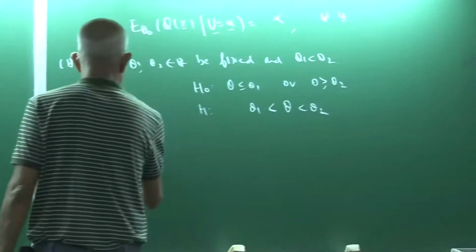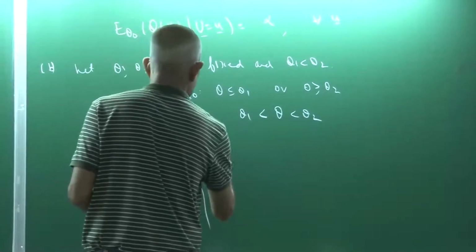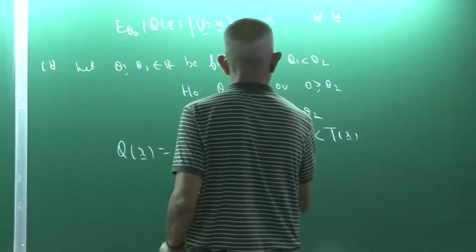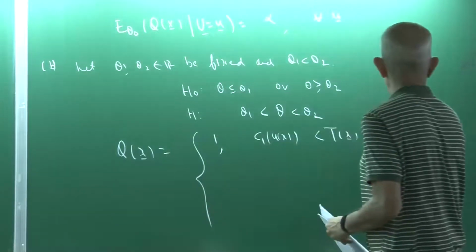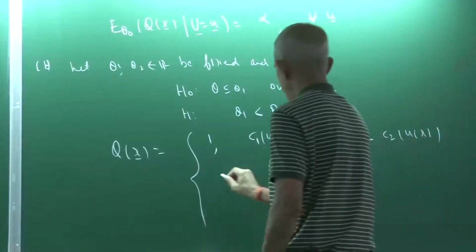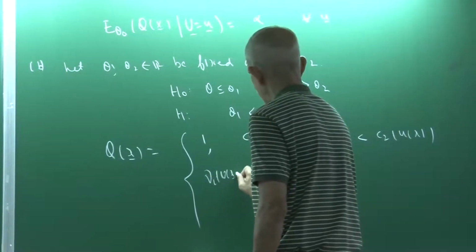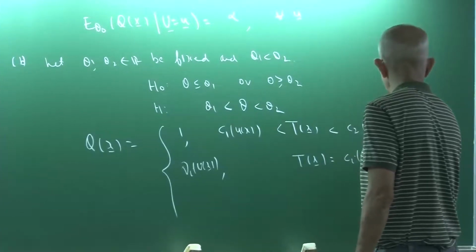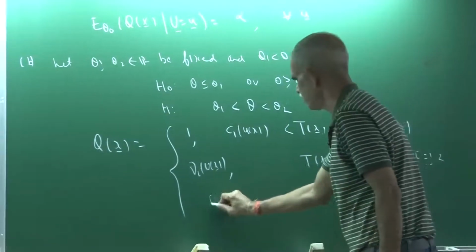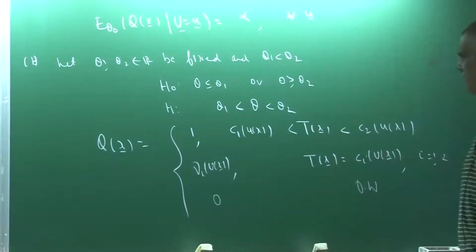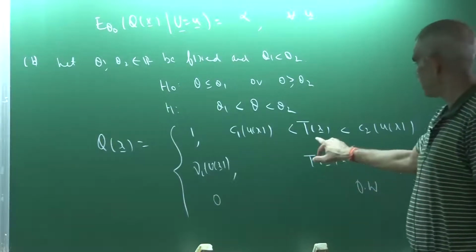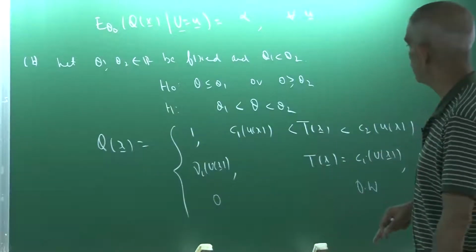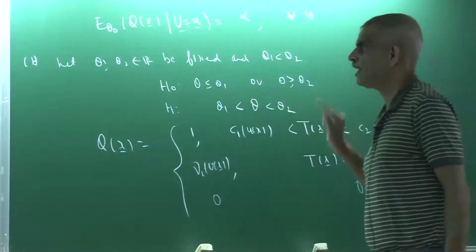So your phi x is nothing but 1 if Tx lies between C1 of Ux and C2 of Ux, with C1 less than C2, gamma i of Ux if Tx is equal to Ci of Ux, i equal to 1, 2, and 0 otherwise. Of course, how do you choose this C1 Ux, C2 Ux, and gamma Ux? Such that the expected value of phi x given U equal to u is the same as alpha at the point theta 1 as well as theta 2.